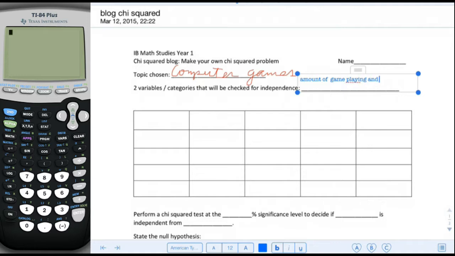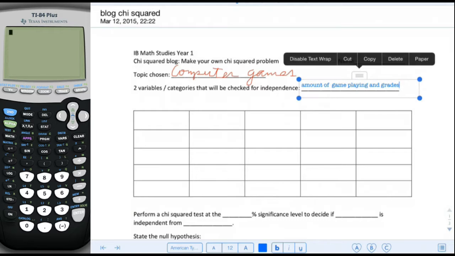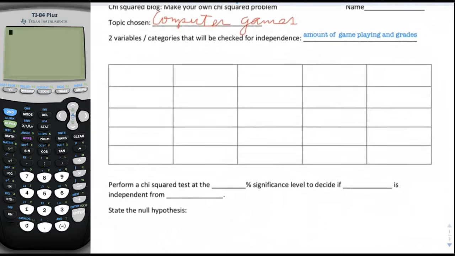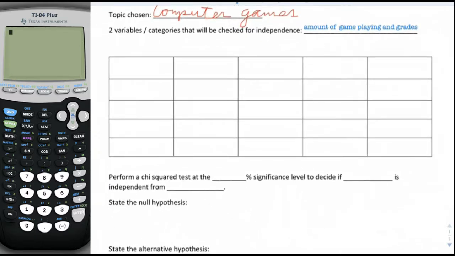and grades. Okay, so those are the two variables or the two categories that I'm going to check. And the space I leave you here to make your contingency table is big enough for a 3 by 3 matrix. But if you would like to make a bigger matrix, that's no problem. You can draw it on the back if you want to, or just divide up this grid a little bit more.